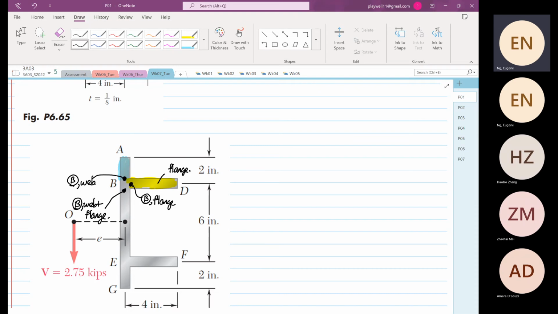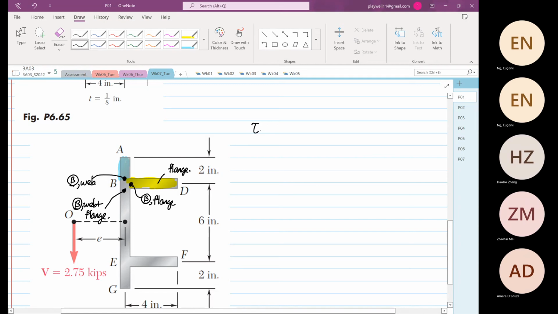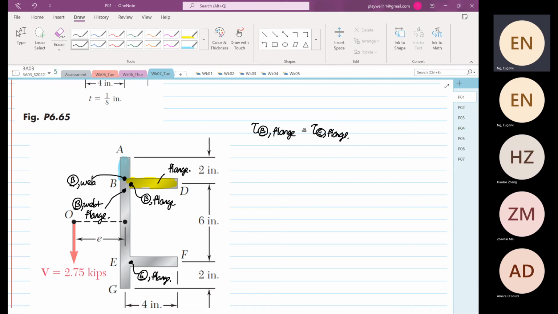The first thing we're going to find is the shear stress of point B at the flange, and this is also equal to point E at the flange. So it's the same location, except this is point E at the flange. More important now is the first moment of area, so we're going to find Q.